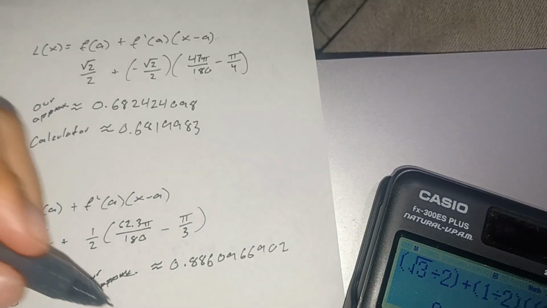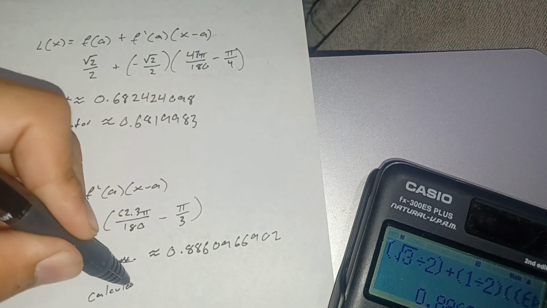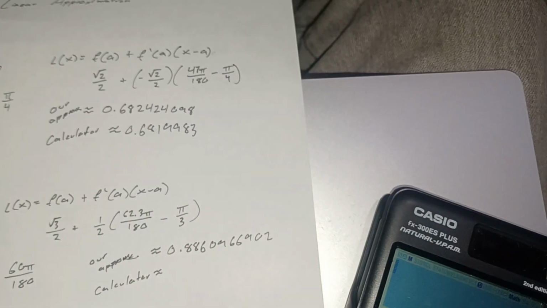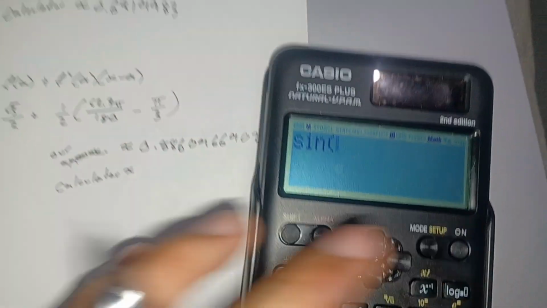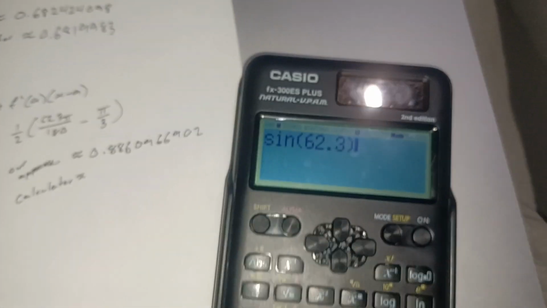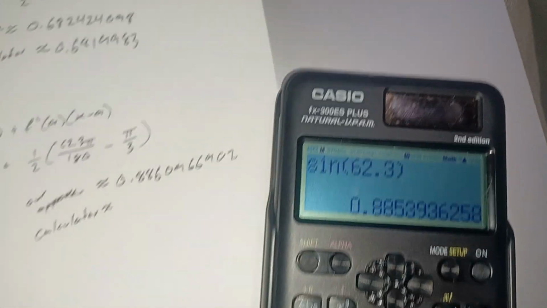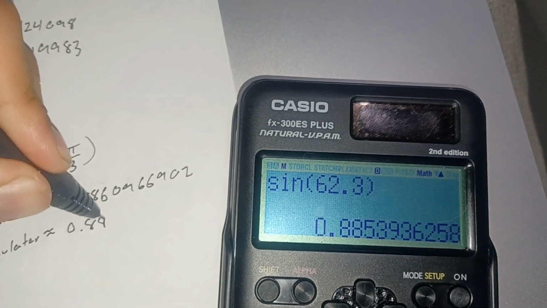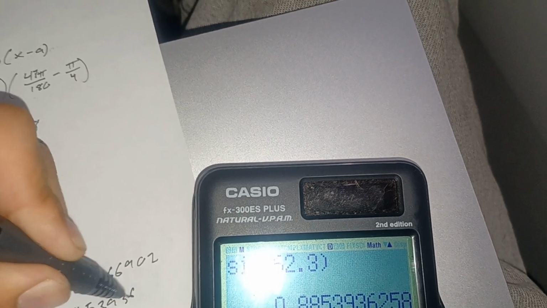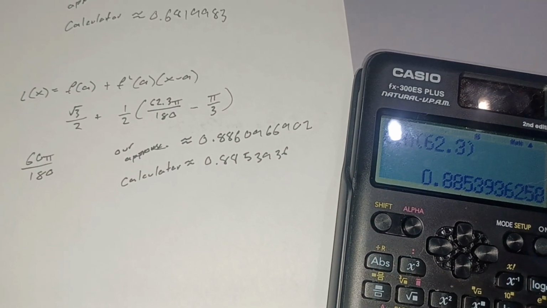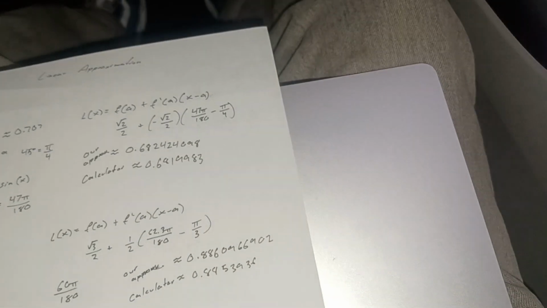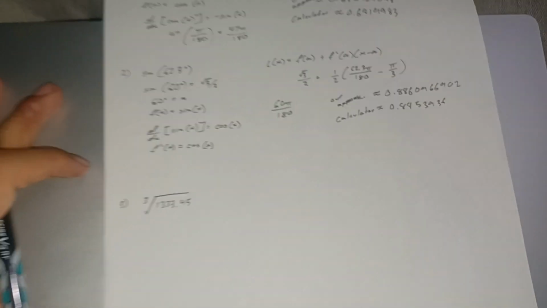Let's go ahead and use our calculator. So let's see what our calculator tells us. Make sure your calculator is in degree mode. Sine of 62.3 degrees, right? Now our calculator tells us 0.88533936. As you can see, we are pretty close to the calculator's approximation. So that is how we approximate number 2. Let's move on to the last one.